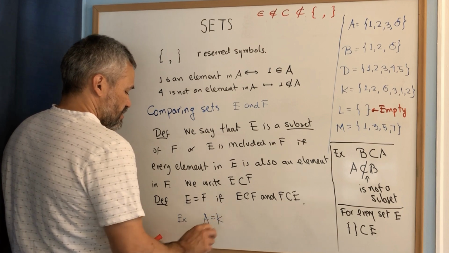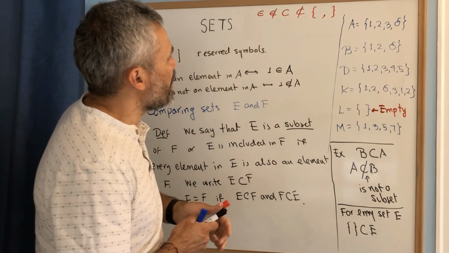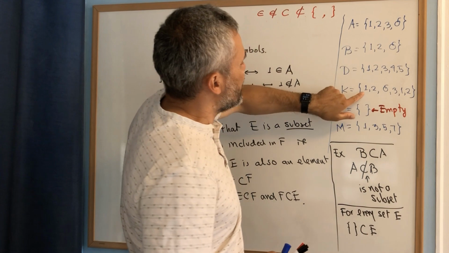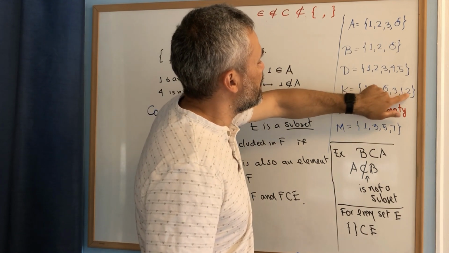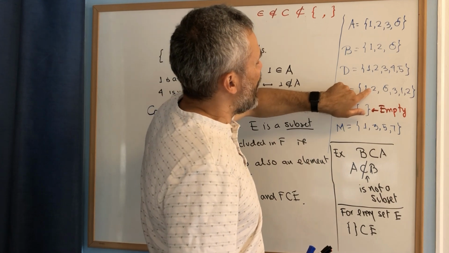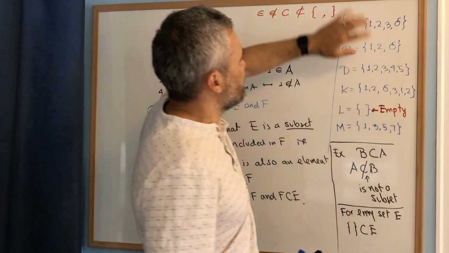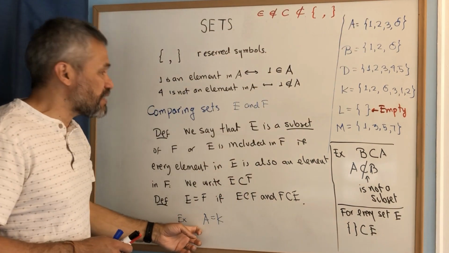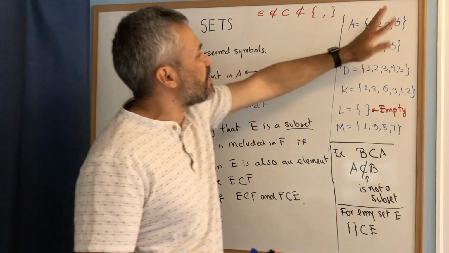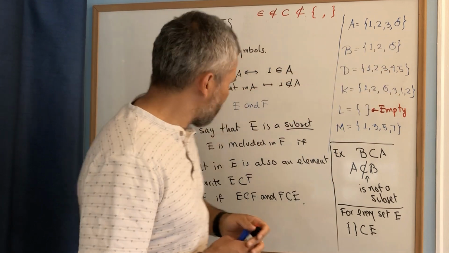Example of this definition, we have that the set A and the set K are the same. A is equal to K. Why? Because every element in A is an element in K, and every element in K, if I pick an element here, 1, 2, or apple, or 3, is an element in A. Then, for that reason, when we are considering sets, the order doesn't matter. And if you repeat some elements, it doesn't matter either.